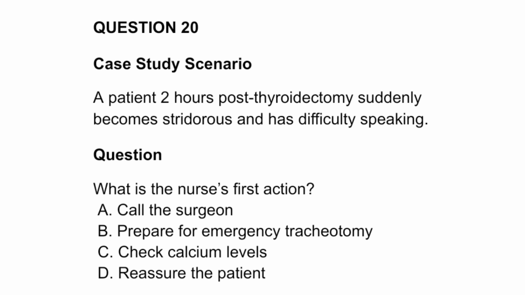Question 20. Case study scenario. A patient 2 hours post-thyroidectomy suddenly becomes stridorous and has difficulty speaking. Question: what is the nurse's first action? A. Call the surgeon. B. Prepare for emergency tracheotomy. C. Check calcium levels. D. Reassure the patient.